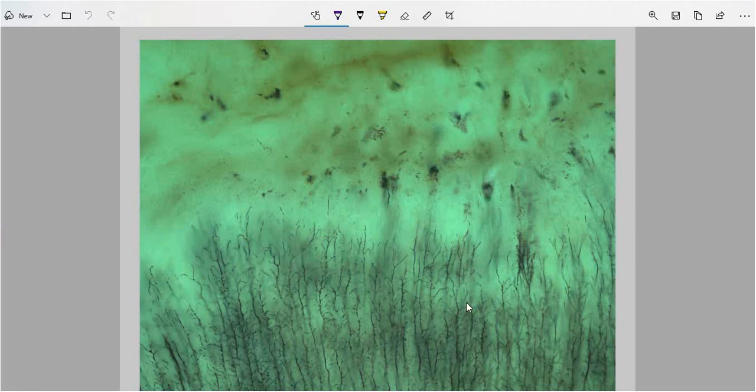The branching of the dentinal tubules is more profuse near the cementum as compared to the rest of the dentin.